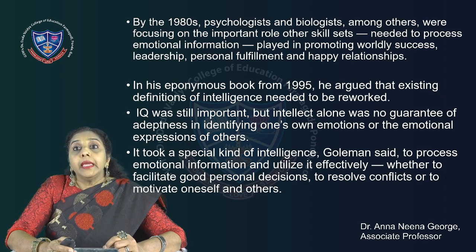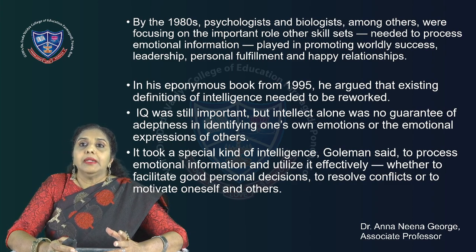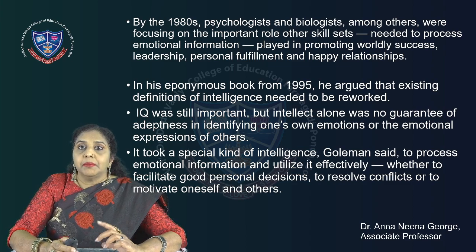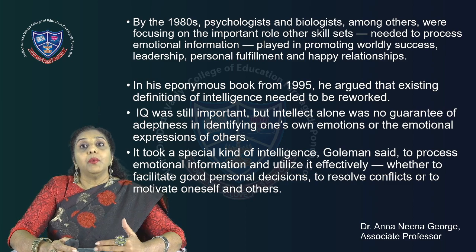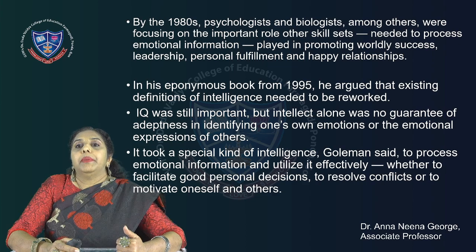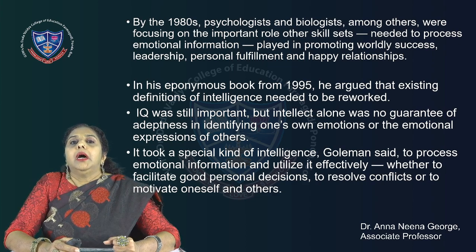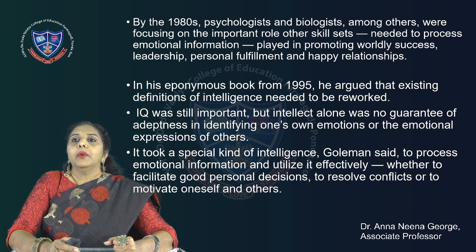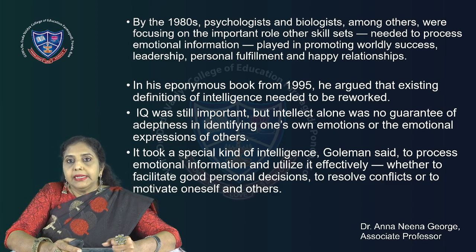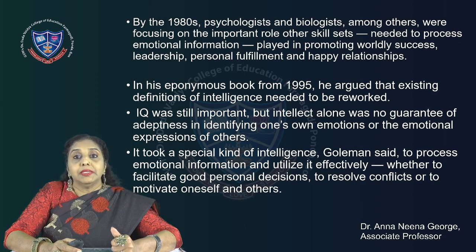In his book, Daniel Goleman argued that existing definitions of intelligence needed to be reworked, because he thought that it is not only the IQ that we can measure which is important, but there is something more, where we can identify one's own emotions or the emotional expressions with others, and that's what brings success to us. That is what Daniel Goleman says, and it took a special kind of intelligence, according to Goleman, to process emotional information and utilize it effectively, whether to facilitate good personal decisions, to resolve conflicts, or to motivate ourselves and others.